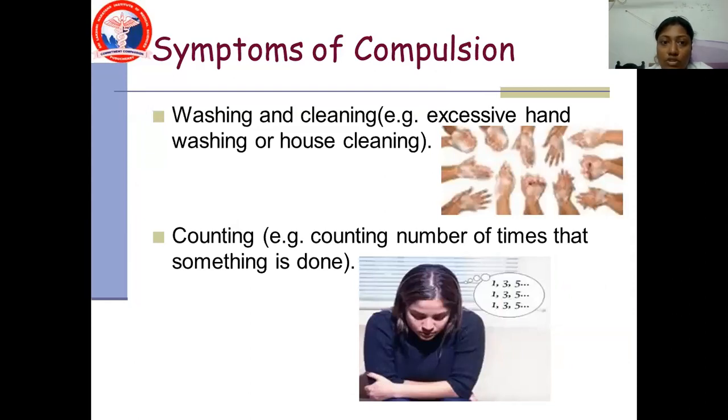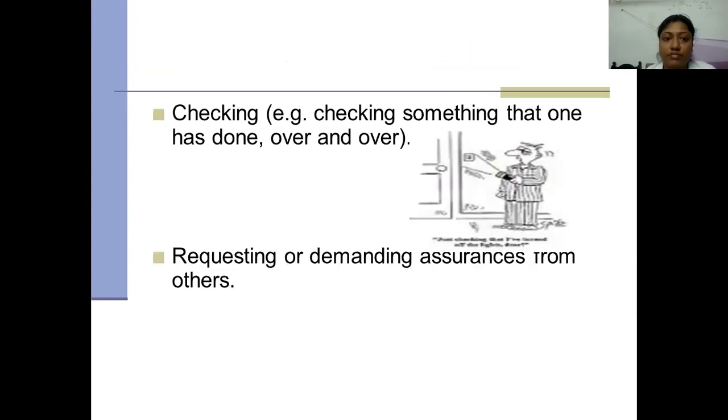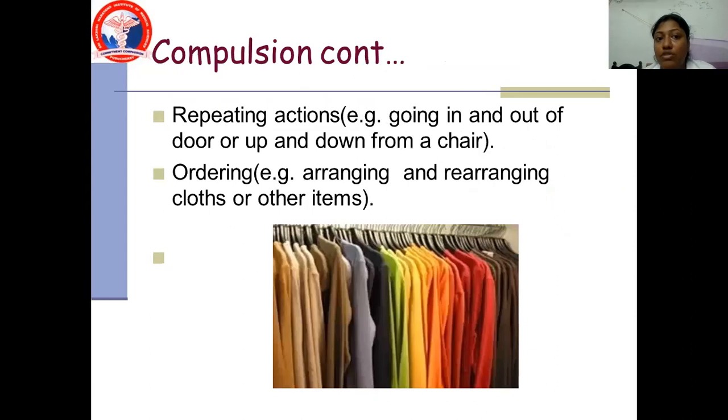So here we have washing, cleaning. These are the compulsive acts. Here we have washing, cleaning, and counting. Then there is checking. Then requesting or demanding assurances from others. Now you can see how orderly they've arranged colors. This is extreme. This may not be extreme. This can be common even with normal people, but it's very typical of OCD.